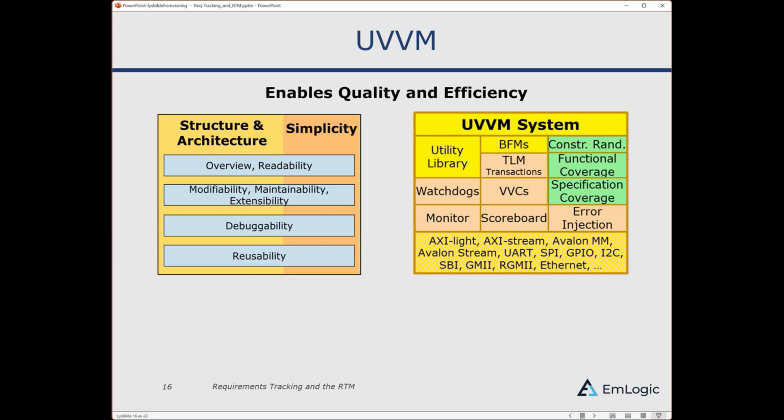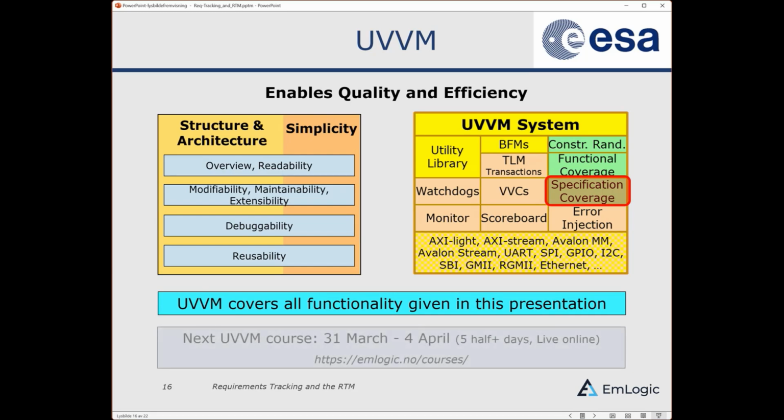This is the complete UVM system. Just going to briefly mention that with something called utility library. We have BFMs, we have verification components, we have constrained random functional coverage, watchdogs and monitors, scoreboards and error injection. We have a large set of BFMs and verification components available. All of these are also open source. And then we have specification coverage. And UVM covers all the functionality given in this presentation.